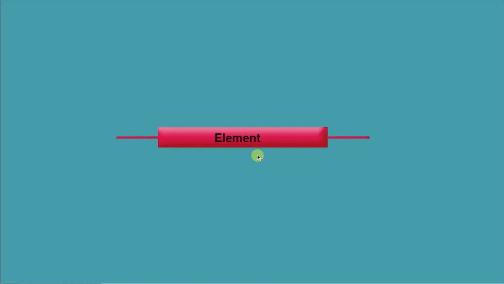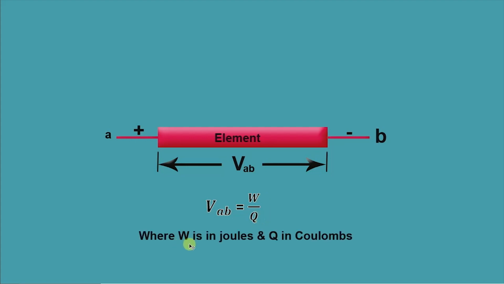A current carrying element is shown in the figure. The two ends are A and B, where A is positively charged and B is negatively charged. The voltage between A and B is VAB. For moving charges from the positive end A to the negative end B, work is to be done. W is work done in joules and Q is in coulomb. So voltage VAB is equal to work done divided by Q, where W is in joules and Q in coulomb.